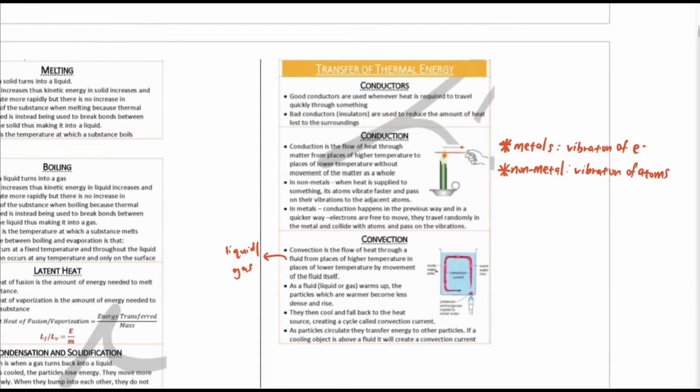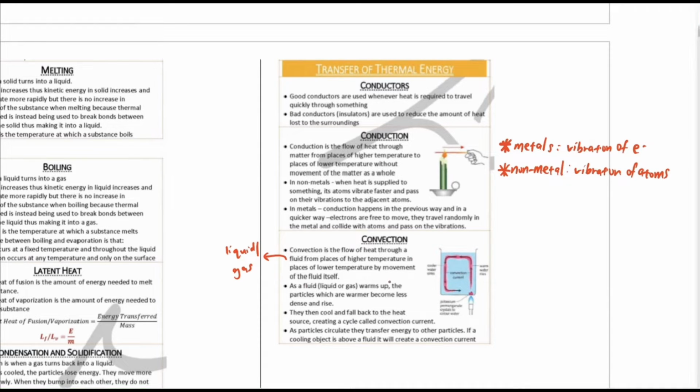So the fluid moves, not like conduction. You see, conduction just now, we said without movement of the metal as a whole. The solid doesn't move, remains stationary, and the conduction of heat can happen. But in convection, the fluid, the liquid and gas, is moving around. So that's the difference. This one doesn't move, but this one moves.